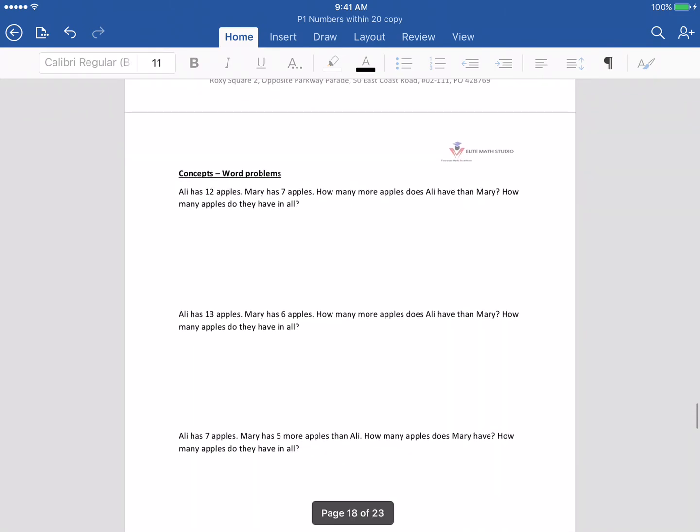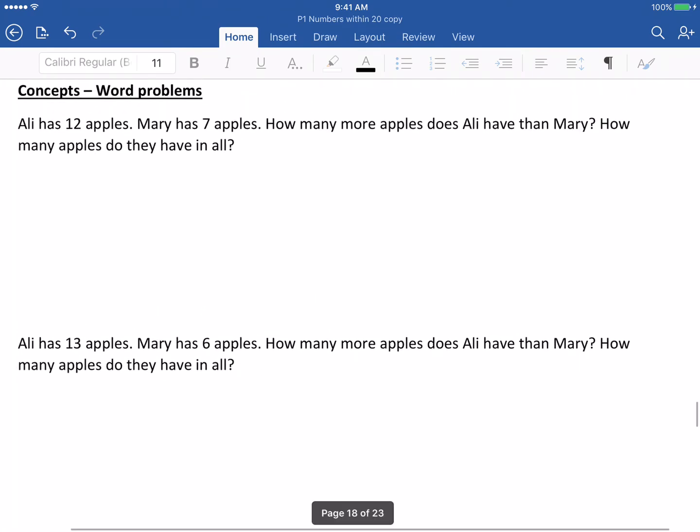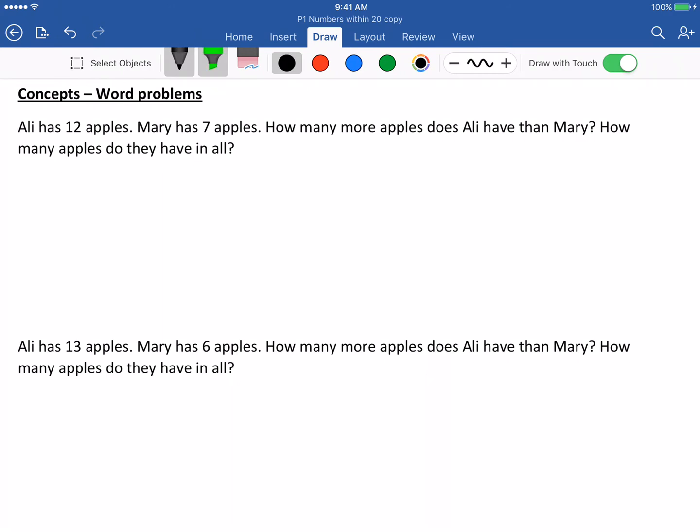So now today we'll do a little bit of word problems. Okay, let's zoom it in. Let's try the first one first. The question states that Ali has 12 apples. Mary has 7 apples. So how many more apples does Ali have than Mary?